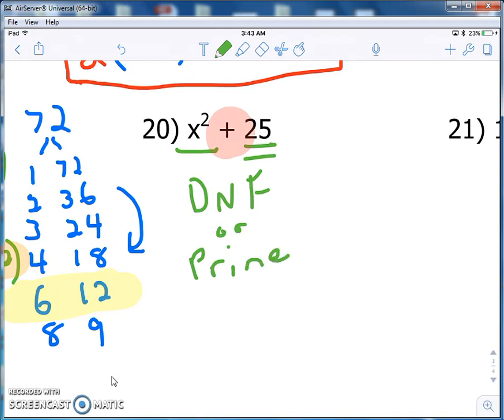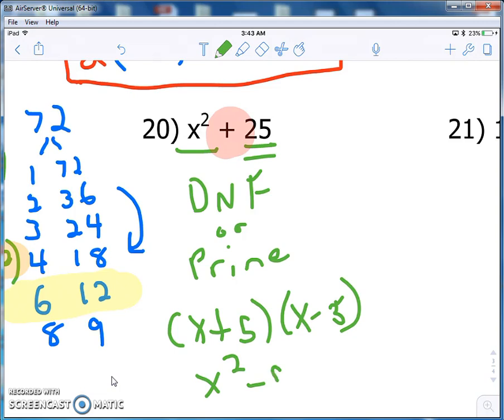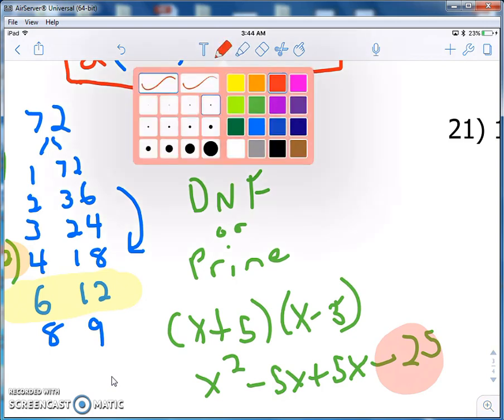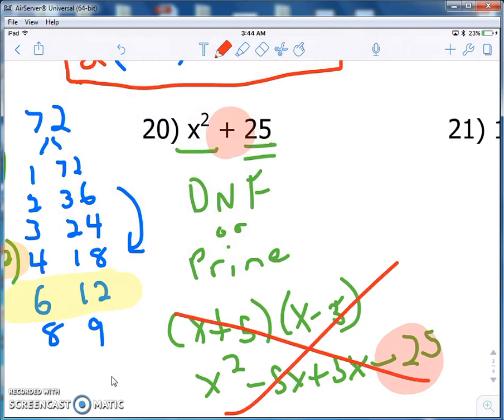If you say, but I remember it's supposed to be x plus 5, x minus 5. Well, x plus 5, x minus 5 multiplies to x squared minus 5x plus 5x minus 25. So because this is minus 25 and that other one is plus 25, it doesn't work out. So this is not the factorization. This is the answer.